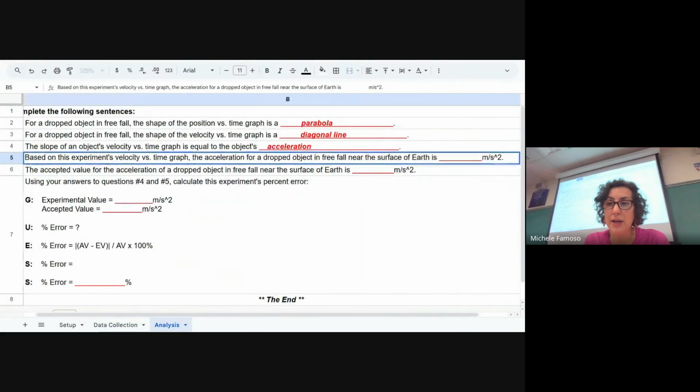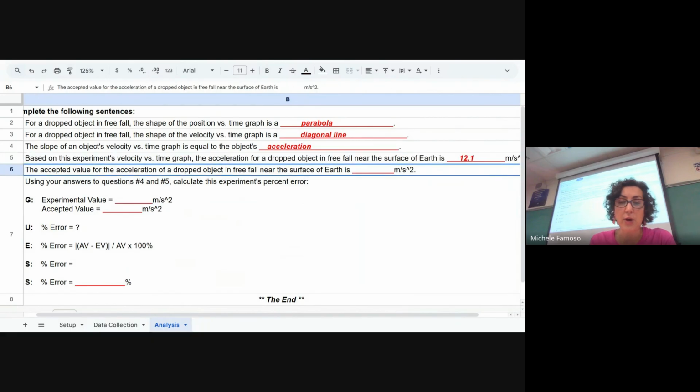So let's go and add that here. On this red line, I already have the units at the end. I'm just going to type 12.1 in there. The acceleration we got was 12.1. You have to tell me what you got. If you got a different number, then you have to put in what your number is based on your graph. Now, let's go to the next question.